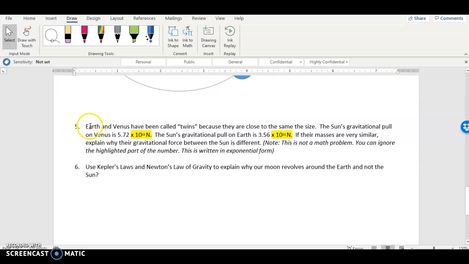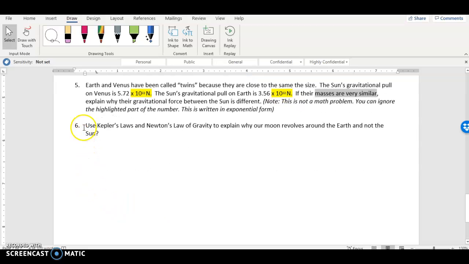Question 5, we're comparing Earth and Venus. I have given you their gravitational pull, so these numbers are just basically written in exponential form, which means instead of writing 22 zeros, it's written like this. It is not a multiplication problem. You could just focus on these front 2 sets of numbers. Based on this information, explain why they have different gravitational forces if their masses are similar.